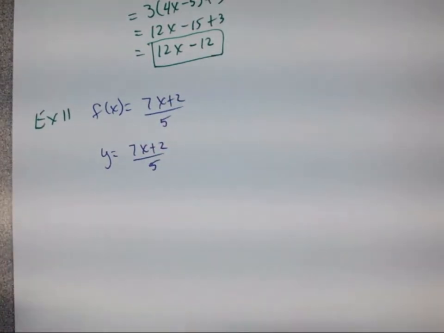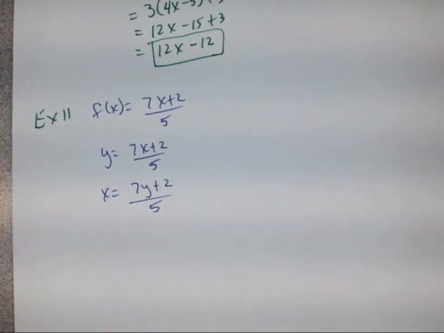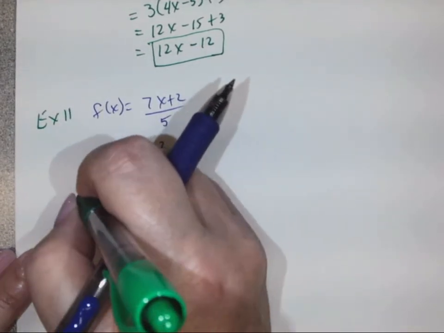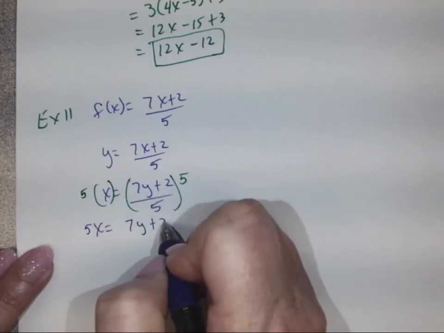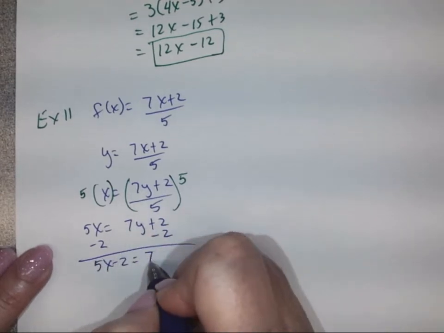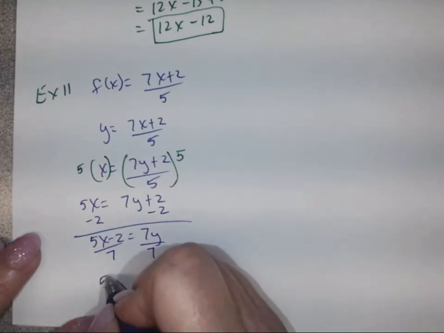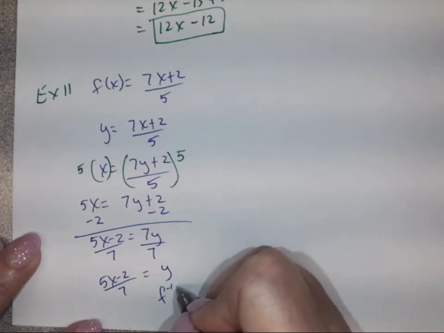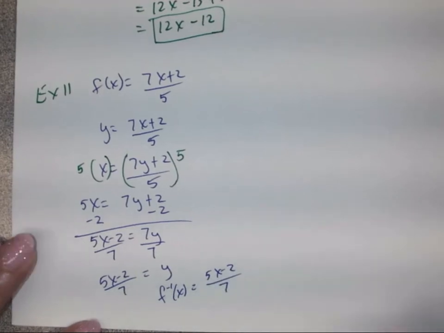Now we swap y and x. So x equals 7y plus 2 divided by 5. So we're going to multiply both sides by the 5 because we're going to solve for y. So 5x equals 7y plus 2. Subtract the 2 over. We get 5x minus 2 equals 7y. Divide by 7. 5x minus 2 over 7 equals y. And the f inverse of x equals 5x minus 2 over 7.